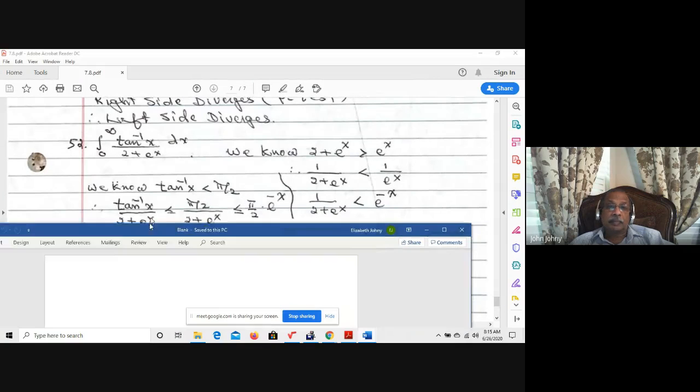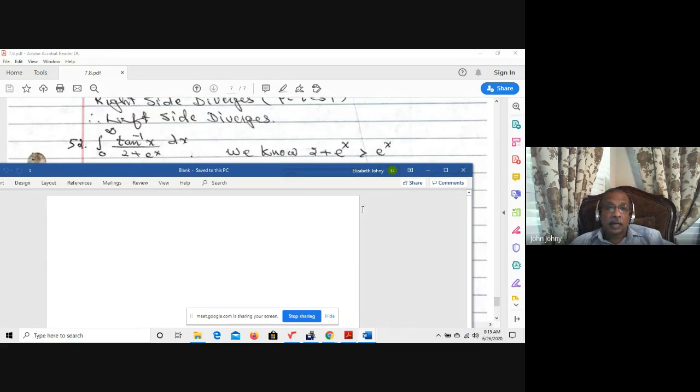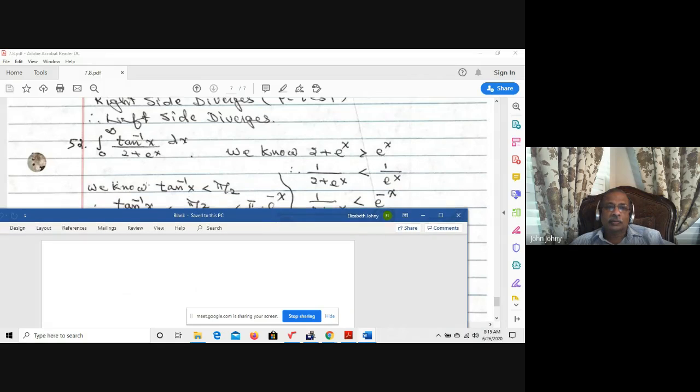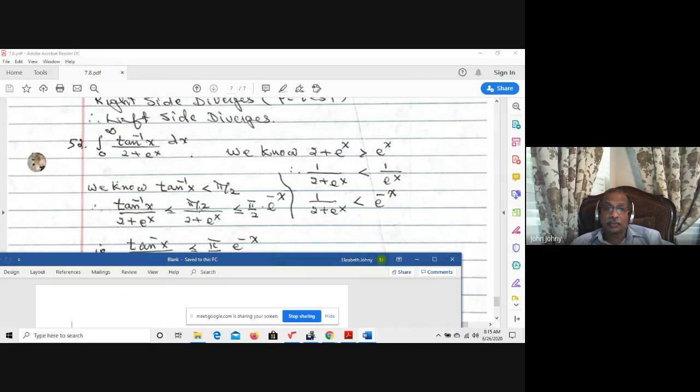Then number 52. And we know 2 plus e to the x, the denominator, is greater than e to the x. Therefore, 1 over (2 plus e to the x) is less than 1 over e to the x. And also tan inverse x is less than pi over 2, because pi over 2 is the maximum value. The range of tan inverse x is from negative pi over 2 to pi over 2. So we are going to use these two principles. So tan inverse x is less than or equal to pi over 2.